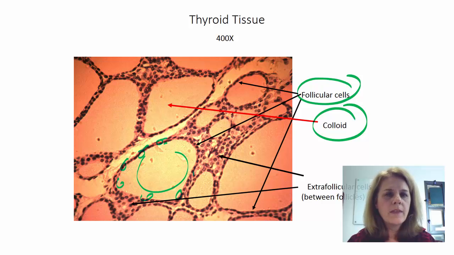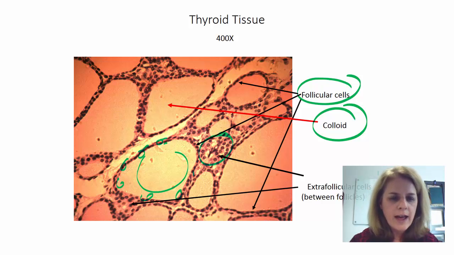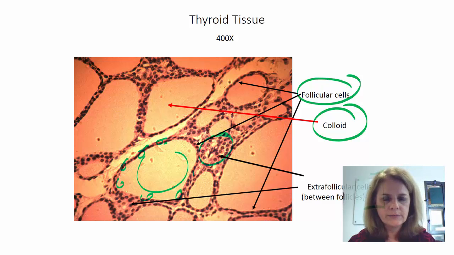All right? And then between these follicles, you have another set of cells called extrafollicular cells. So you have follicular cells, which make the follicle, and extrafollicular cells, which are between the follicles. So again, I'm not going to give you a whole lot of information now because there's time for you guys to study and start to add things together.